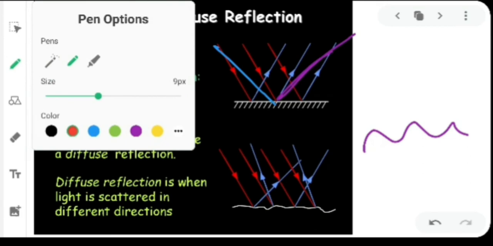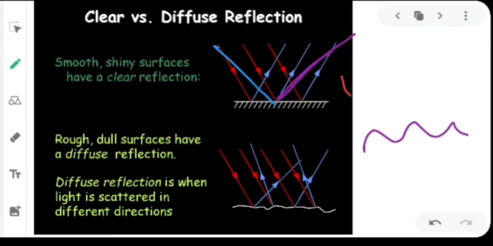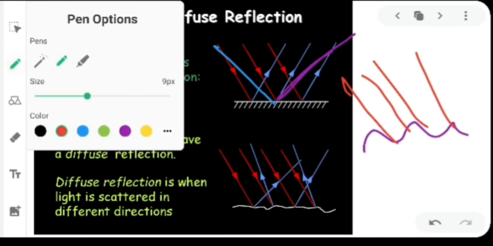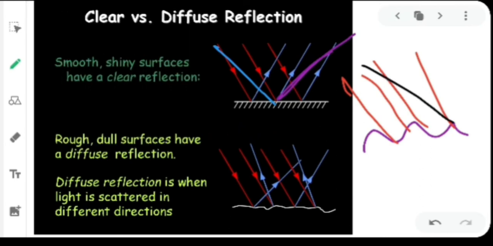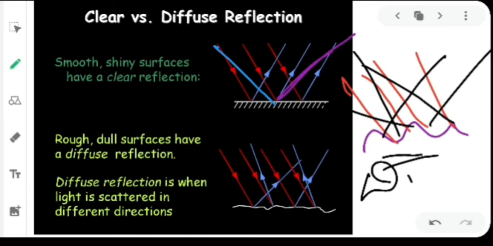Suppose these are the rays which are falling on it. But now these rays are not bounced back with the same angle of incidence. They may be bounced in any direction, anywhere. Then such reflection is known as the diffused reflection.